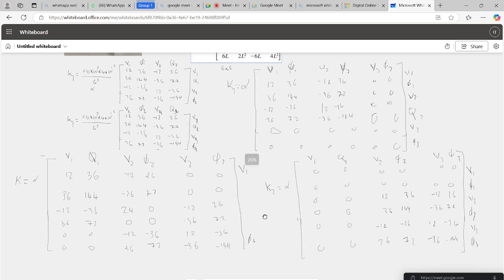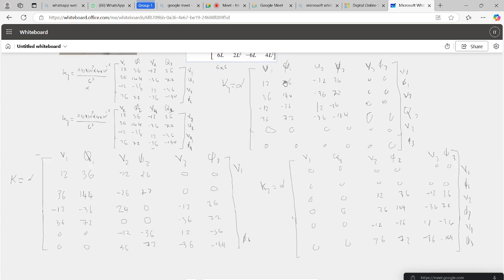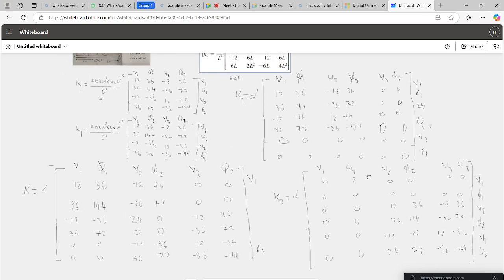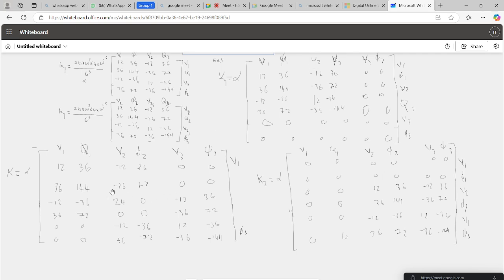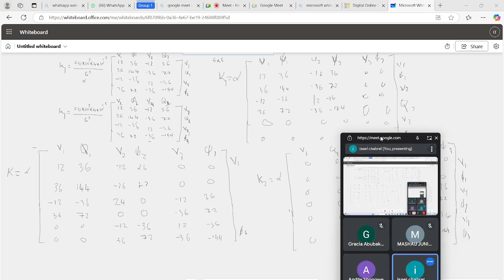Let me zoom it out a bit so that we can see. If we have 36 and 0, it gives 36. That's basically what's happening when you add. If you have V2 and this one, you add V2 and this one, it gives you minus 12. You add 36 and 0, it gives you 36. It gives 0, 0. That's what we got here, that we did directly. I hope you are with me.